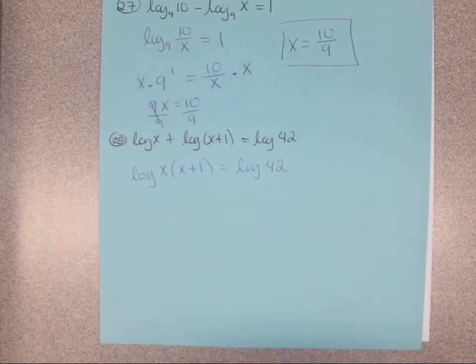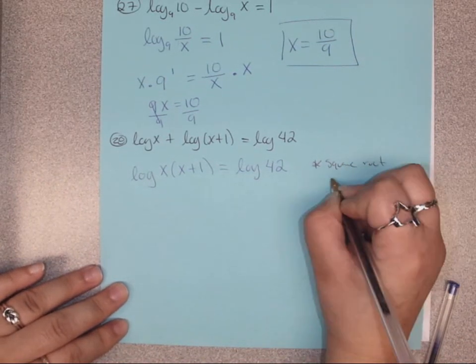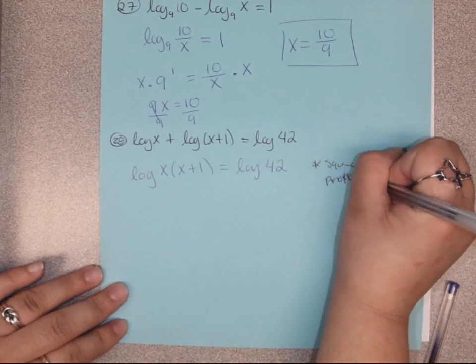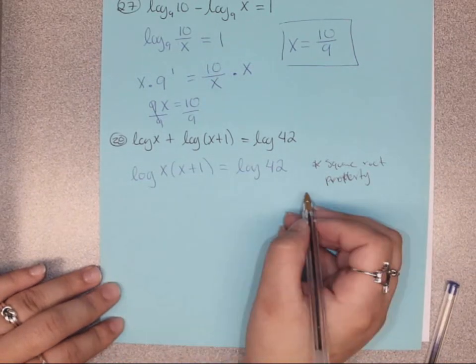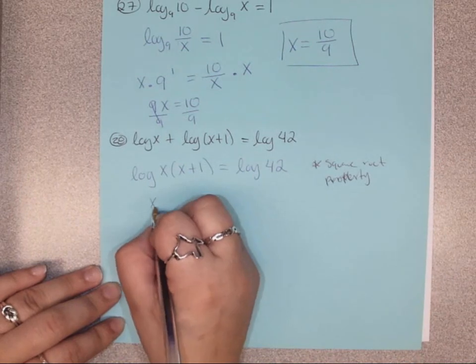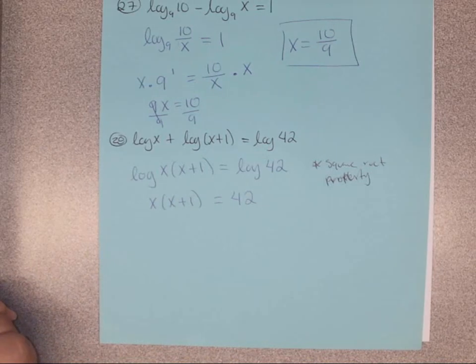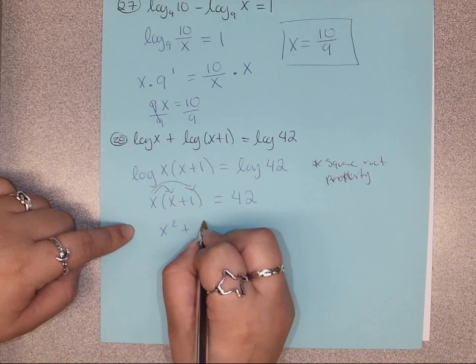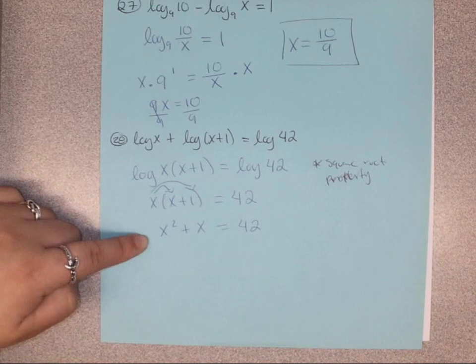So both of our sides, we got them to be a single log, so you can apply the one-to-one property of logs. And that says if you can get them to be the same log on each side, we can simply worry about x times x plus 1 equals 42. And now you can see here I have to distribute my x, so I end up with x squared plus x equals 42. Because we have an x squared, that means we're going to end up having to factor.